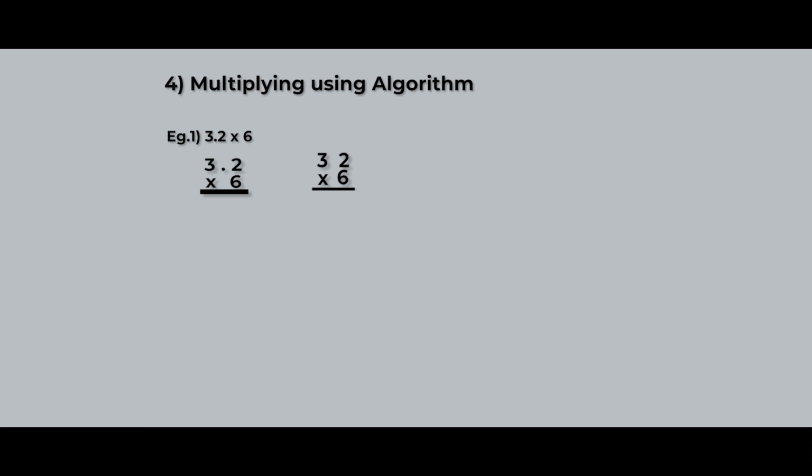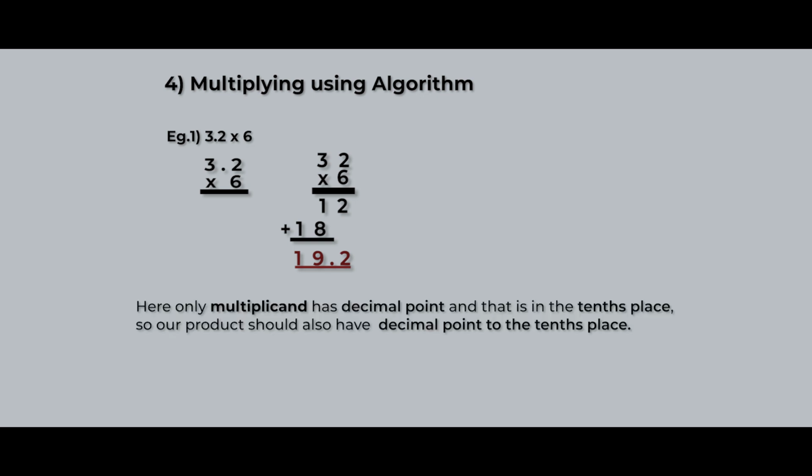And then you get the answer. 6 times 2 is 12, and then 6 times 3 is 18. Now here, when you add, you get 19.2. Here, the multiplicand has a decimal point, and that is in the 10th place. So, our product should also have a decimal point to the 10th place.